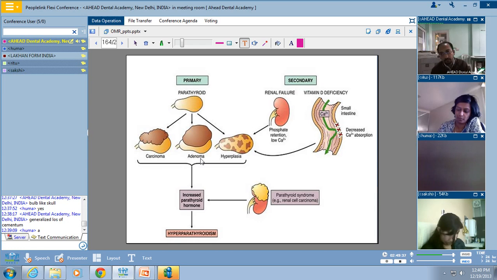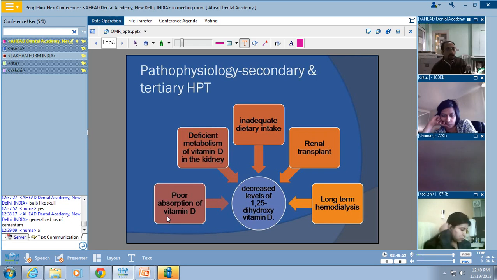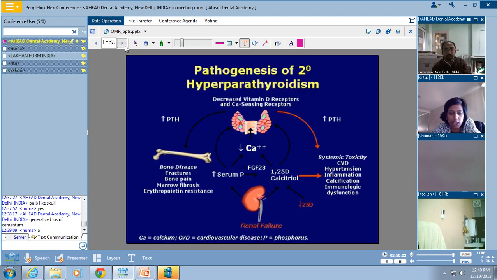How does this occur? Simply because of reduced calcium levels. And why do reduced calcium levels occur? Because of any of these reasons: either a transplant, or dialysis, or inadequate dietary intake. All these result in reduced levels of vitamin D. And ultimately what happens when there is a reduced calcium level? Due to it, the calcium is excreted from the bone and ultimately it causes hyperparathyroidism. I hope this is not very confusing. I am trying to make it as simple and logical as possible.